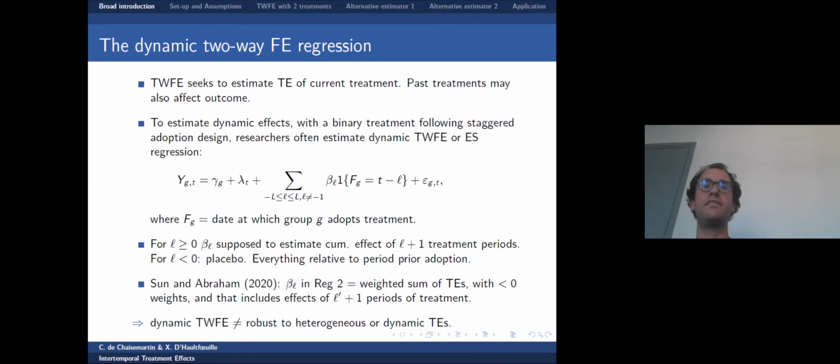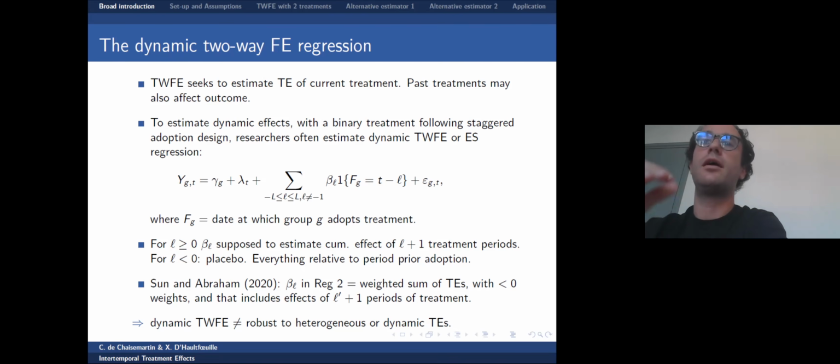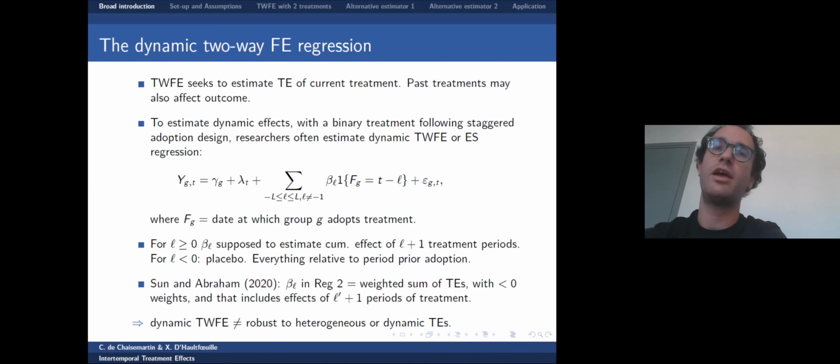Now let's take one step back. So the two-way fixed effects regression is trying to estimate the effect of the current treatment on the current outcome. Now, past treatments could also have an effect on the outcome. And to estimate those dynamic effects, when the treatment is binary and follows a staggered design, researchers have often estimated what are called dynamic two-way fixed effect regressions or event study regressions.